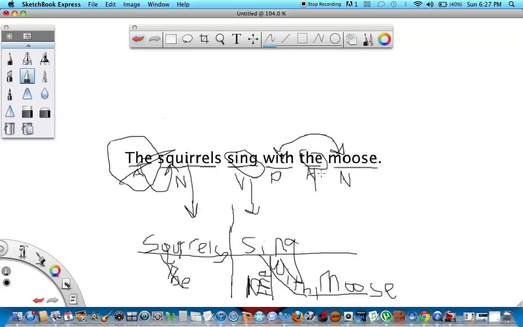Okay. And so that's basically it. I showed you how to diagram a sentence. So hopefully you'll take this into consideration when your teacher asks you, can you diagram a sentence? And maybe the sentence will be the squirrel sings with the moose.